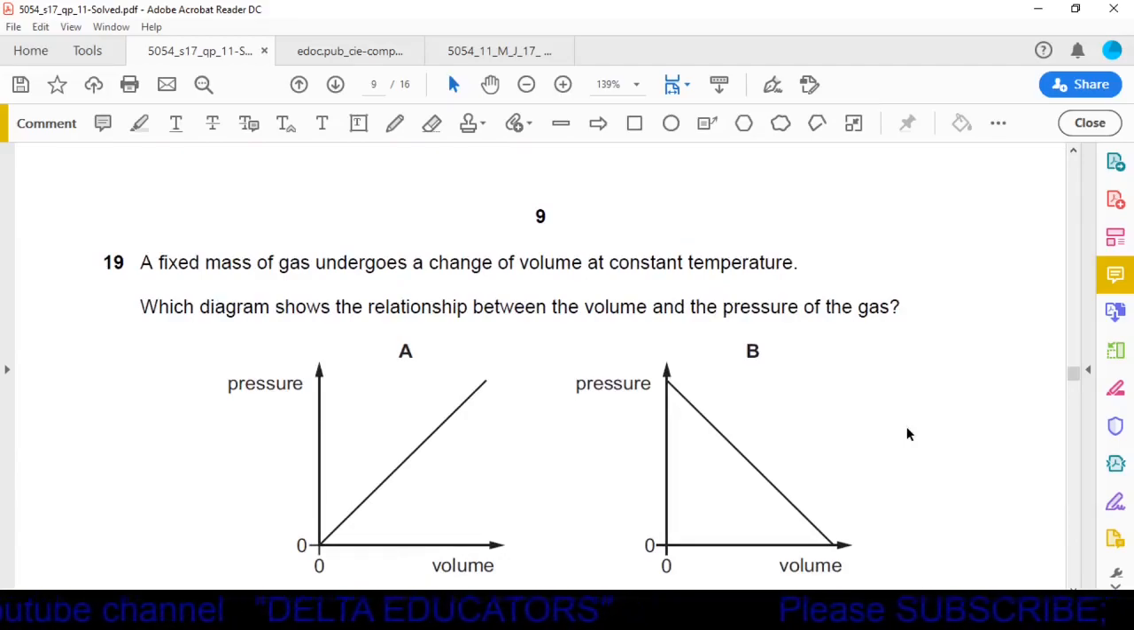Question number 19. A fixed mass of gas undergoes a change of volume at constant temperature. Which diagram shows the relationship between the volume and the pressure of the gas? Okay, here it is given at constant temperature, means the topic is related with Boyle's law. In Boyle's law, we have studied that volume of a gas is inversely proportional to applied pressure when temperature is kept constant. And what is meant by inversely proportional? Inversely proportional means with the increase in one physical quantity, the second quantity will decrease. And when we plot a graph between two physical quantities that are inversely proportional, the graph is always a curve. Graph cannot be a straight line.